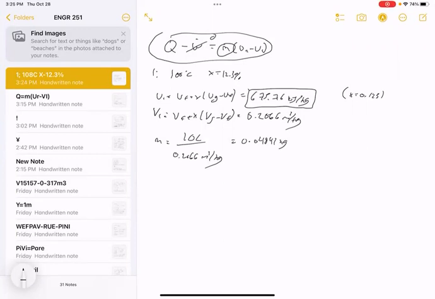Where were we? Yes, finding U2. Because it's a rigid tank, we know that V1 is equal to V2. So 0.2066 meters cubed per kilogram. And I'm just going to draw a line through here, because now we're looking for state 2. So V1 is V2. That's all good. We're told that the temperature is 150 degrees Celsius. So let's go see what U2 is in this state.